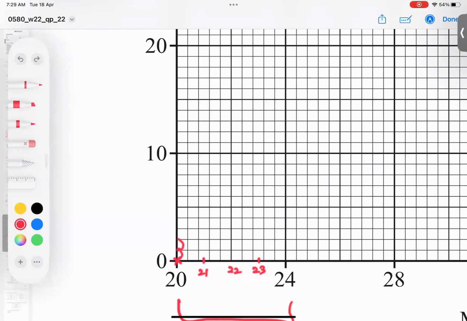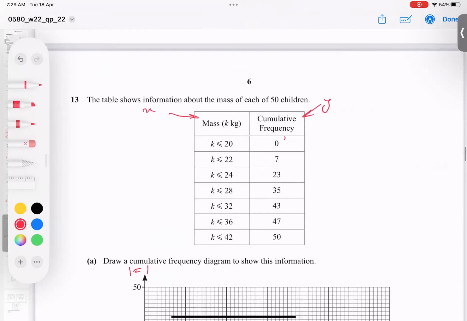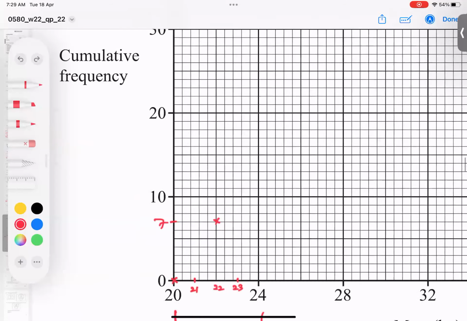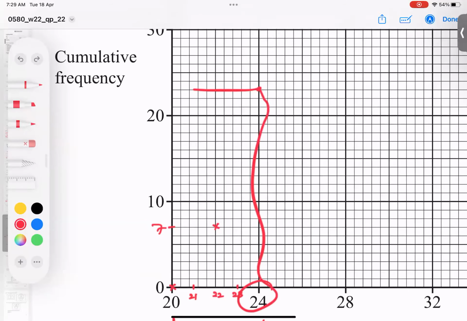So, 1, 2, 3, 4, 5, 6, 7. This is 7. So where do they meet? 7 and 22. They meet here. I believe you got the point very clear. So I'm writing it here. Now I go for the third value. That's 24 along the x-axis and 23 along the y-axis. 24 from here and 23 is 3 boxes here. So this point I got it.